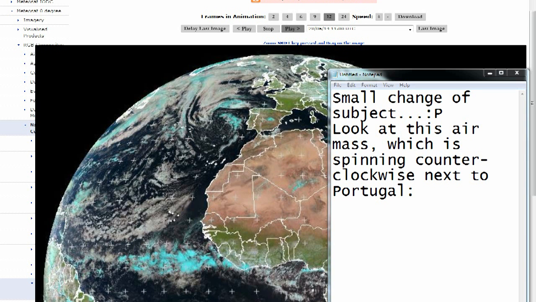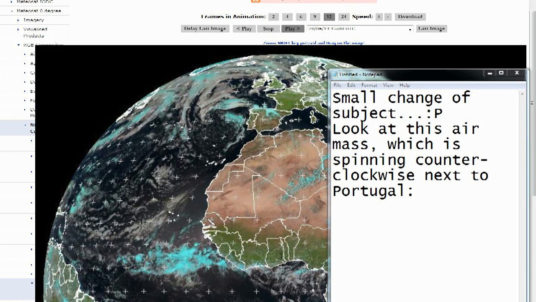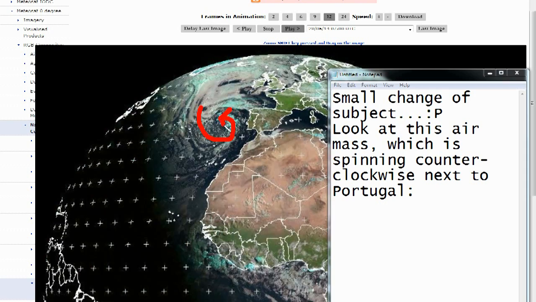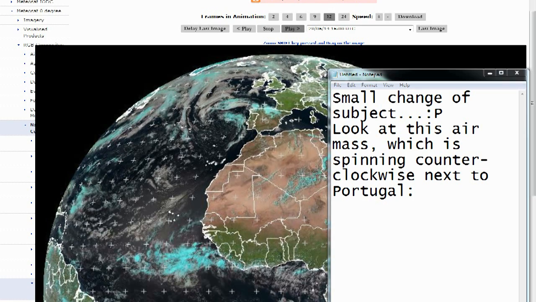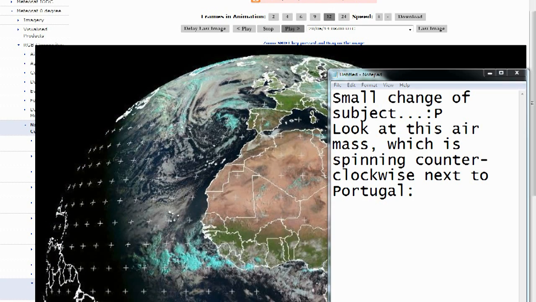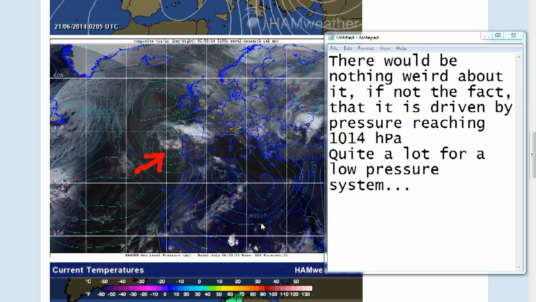Small change of subject. Look at this air mass which is spinning counterclockwise next to Portugal. There would be nothing weird about it if not for the fact that it is driven by pressure reaching 1014 hectopascals. Quite a lot for a low pressure system.